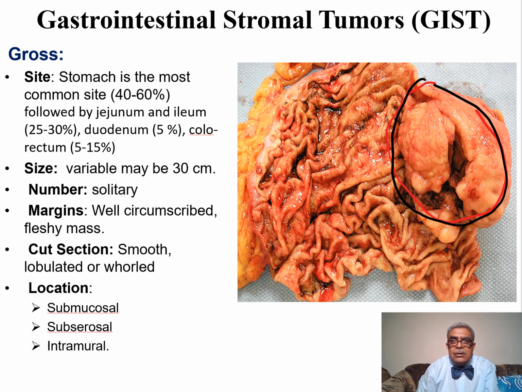Now, regarding the gross appearance of the tumor, the commonest site is the stomach, with 40 to 60% of cases, followed by jejunum and ileum 25 to 30%, duodenum 5%, and the colorectal region 5 to 15%. It may be of any size but may reach up to 30 centimeters, usually single, well circumscribed, and present as a fleshy mass. Its cut surface is smooth, lobulated, and shows a whorled appearance. Its location is either submucosal, subserosal, or intramural.